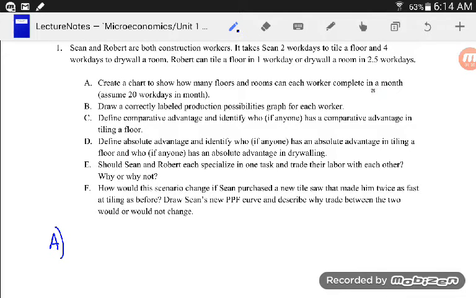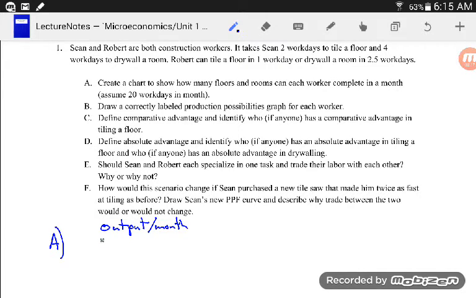Now the "in a month" part, I don't think an AP test would actually ask you that. I put it in there because really you want to convert the amount of time it takes them to create it into an output. It's just easier when you're calculating comparative advantage, in my opinion, to look at it in terms of output. And really the amount of output is kind of arbitrary. I could have used 10 days, I could have used 20 days, it doesn't really matter, but I'm using 20, so per output per month.